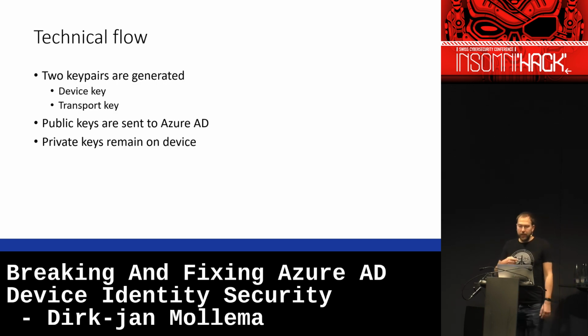And then in the background, it initiates basically a technical flow. So the device will generate two public-private key pairs. The first one is the device key, and the second one is the transport key. And these are asymmetric cryptographic keys, and a lot of the communication in the protocol, as we'll see later, is based on these cryptographic keys. And the public keys in this instance are sent to Azure AD, and of course the private part of the key remains on the device itself. So Azure AD can basically validate that the device possesses the private key by checking it with the public key that's registered.